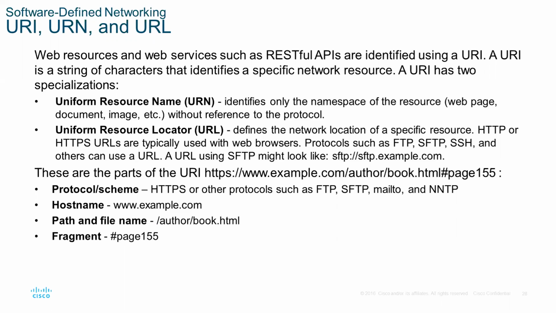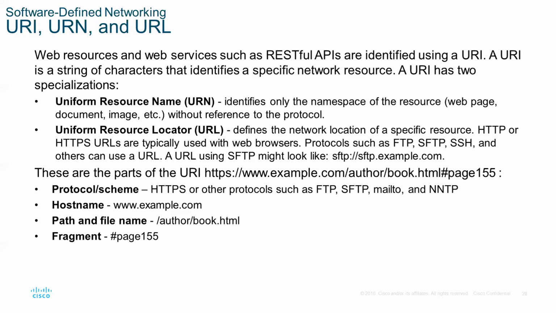So RESTful APIs are identified using specific characteristics: uniform resource name and uniform resource locator, which we're all used to using with HTTPS. The URN can identify the resource without a reference to the protocol, whereas the URL has to reference the protocol.